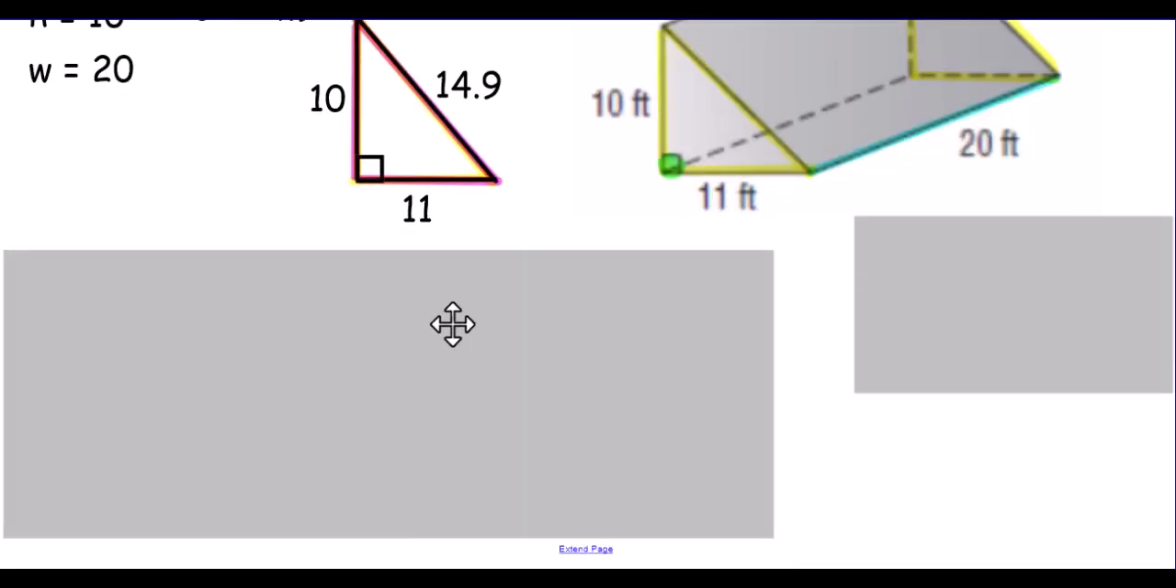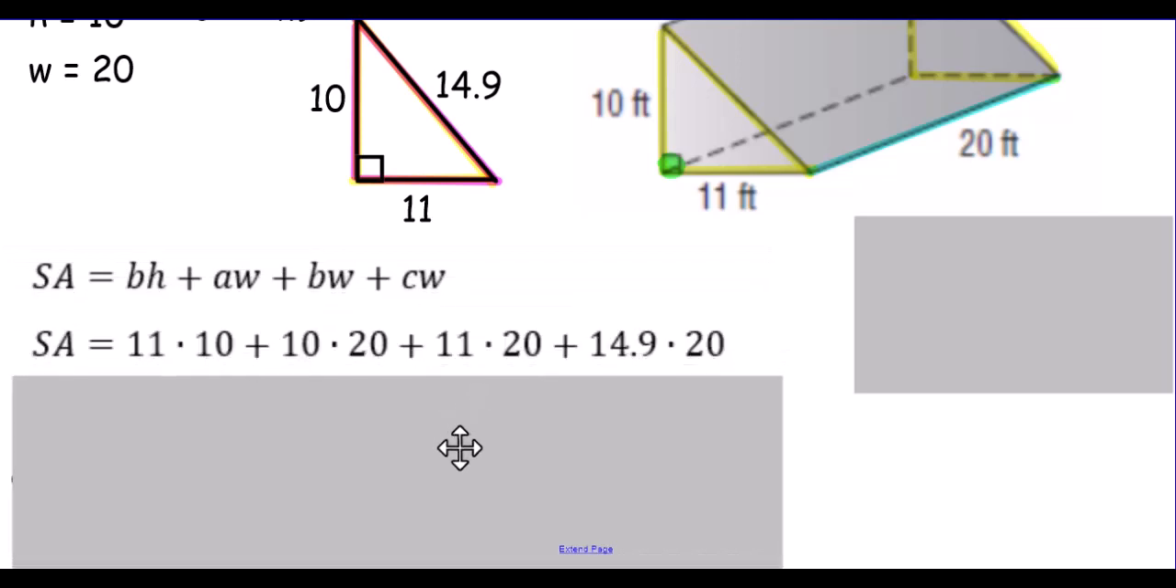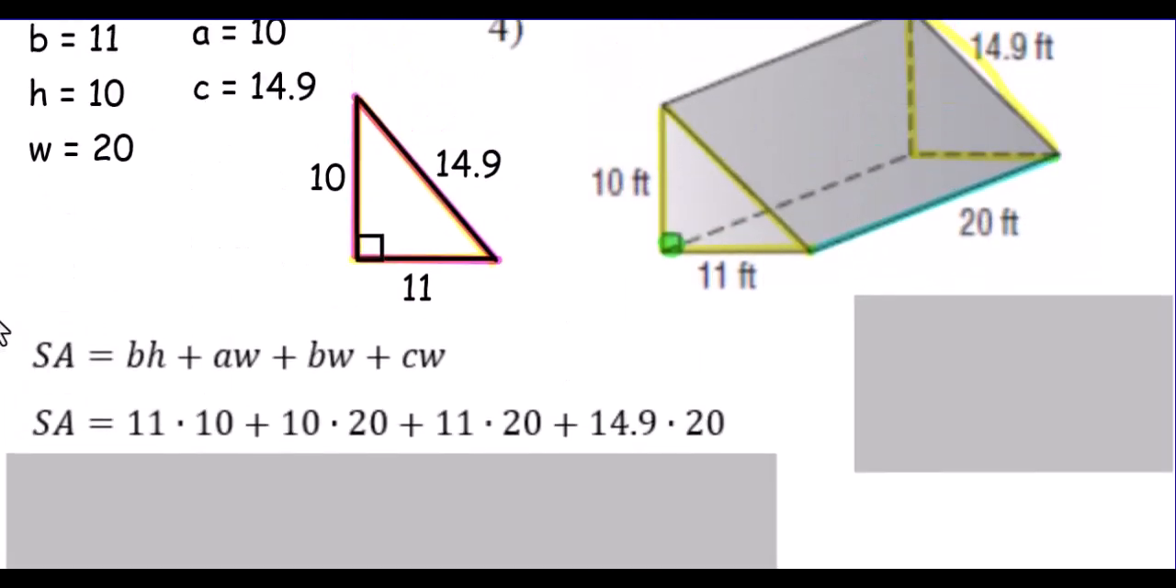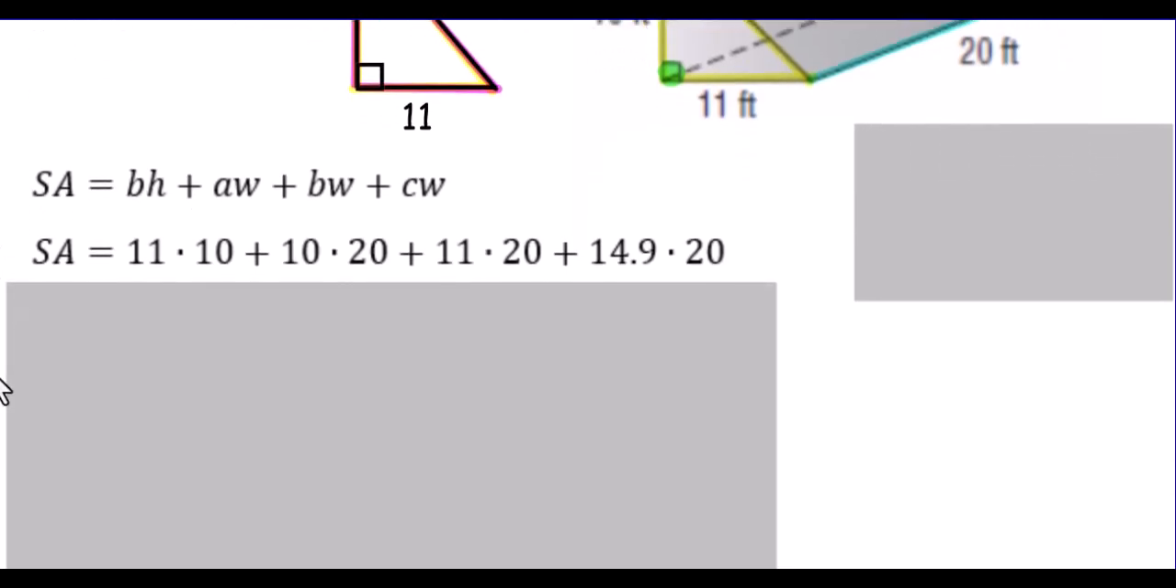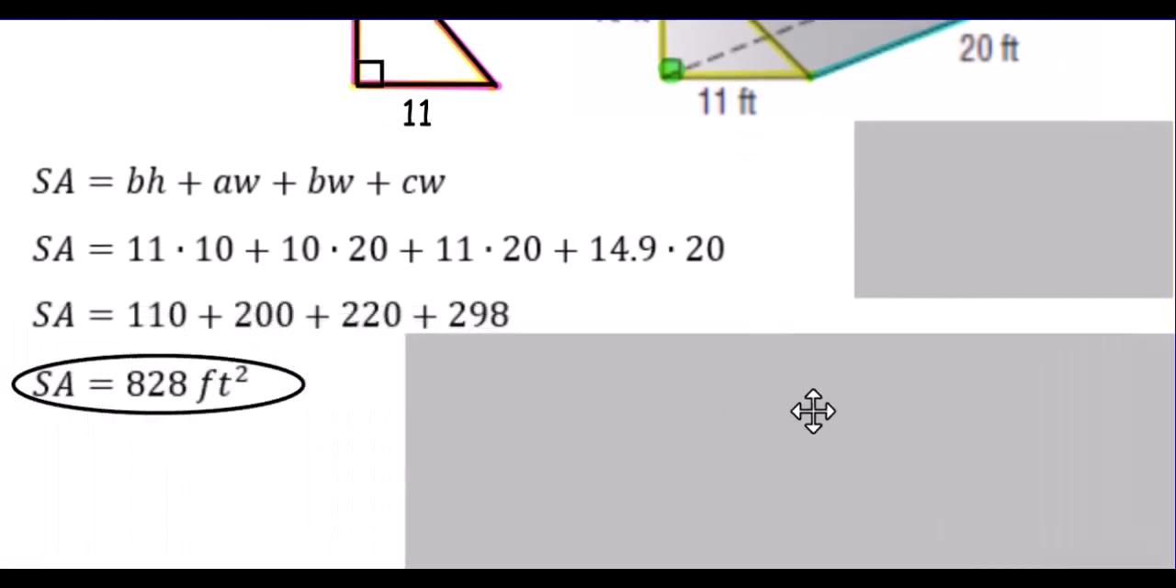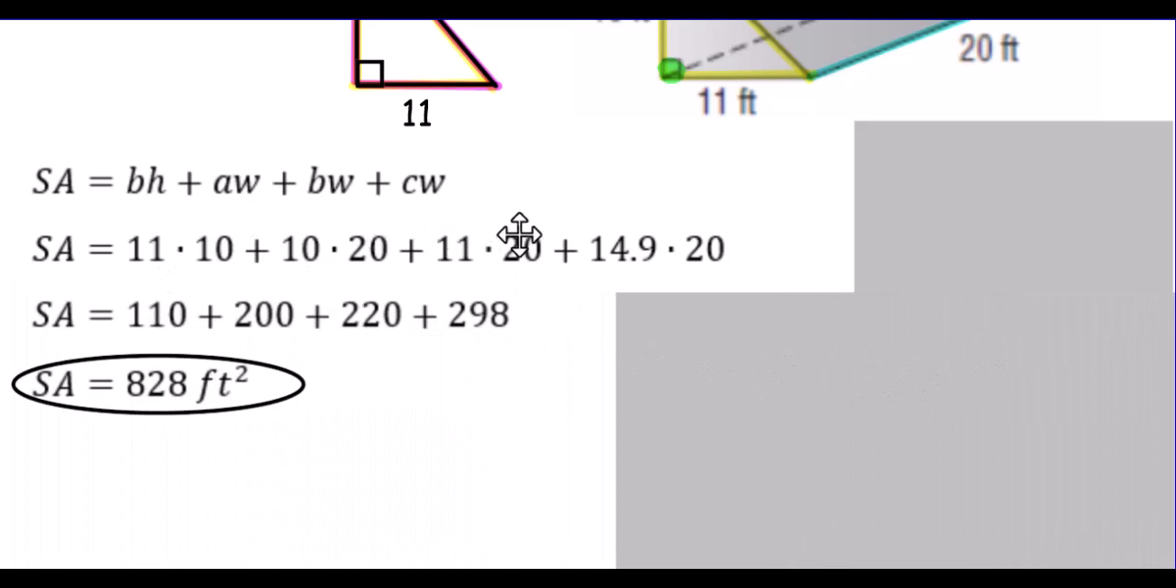As we do that, we're going to have base times the height, which is 11 times 10, plus AW, which is 10 times 20, plus BW, which is 11 times 20, plus CW, which is 14.9 times 20. Again, I did find each of those products before calculating the final answer. It's a lot to plug into your calculator in one step. So each of those products was 110, 200, 220, and 298. When you add those together, you get a final surface area of 828 feet squared.